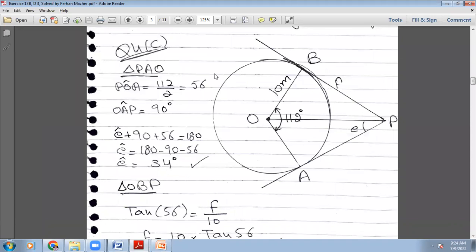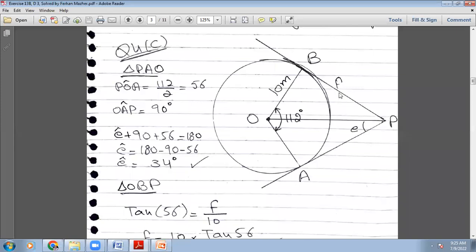Okay. So this angle here will be 56, and this angle here is 90. This angle here is also 90. So I can easily find this E, 56 plus E plus 90 equals 180. So E will be 34. 180 minus 90 minus 56, that will be 34.